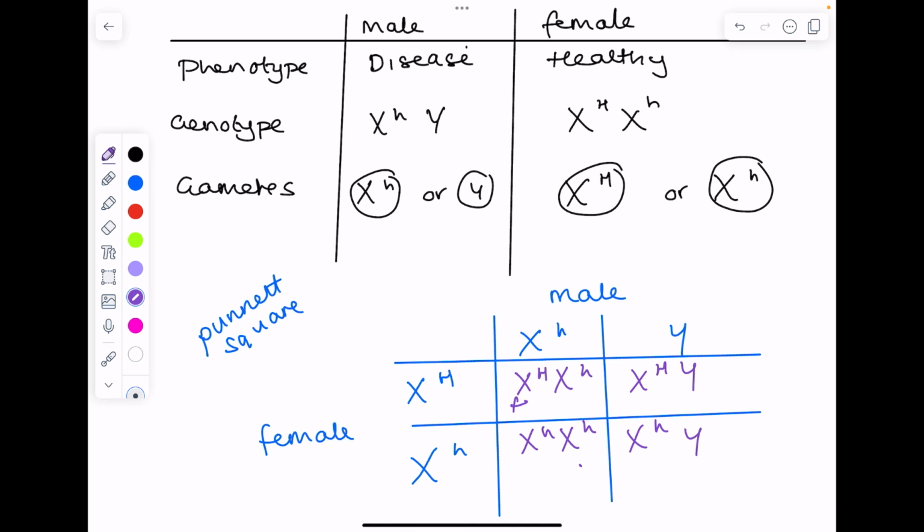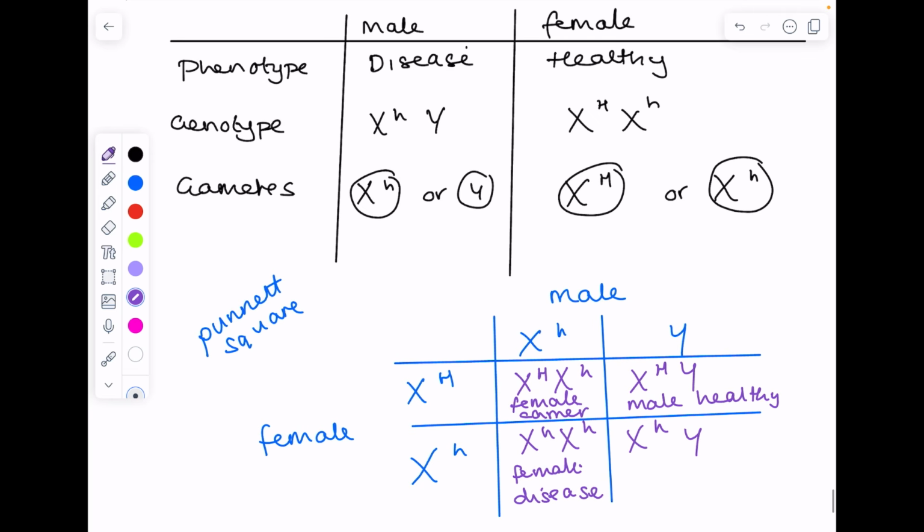So this is a female healthy carrier. This is a male who's healthy. This is a female with the disease. And this is a male with the disease.